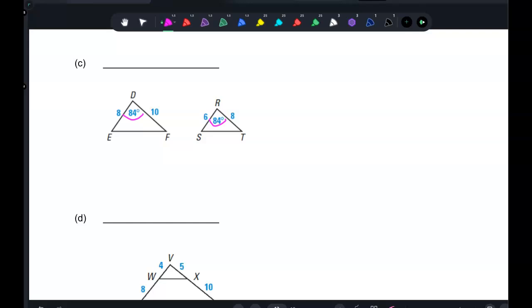Here, they're not in the same spot, but here it's 84 and 84, so that's good. Now what do we want to check? 8 and 6. What's 8 over 6? We just did this. 4 over 3. And then we want to check 10 and 8. 10 over 8, divide by 2, 5 over 4. So this one's going to be no.